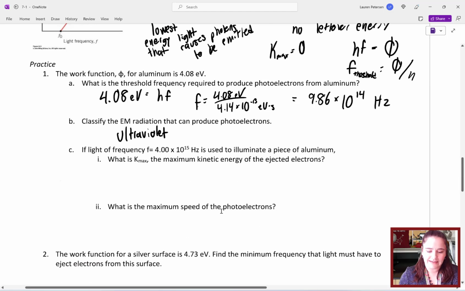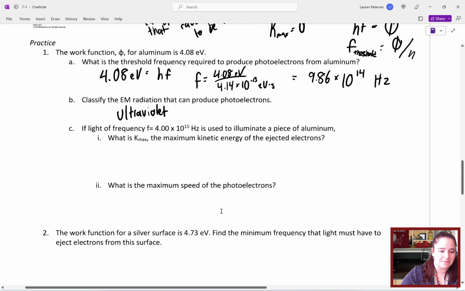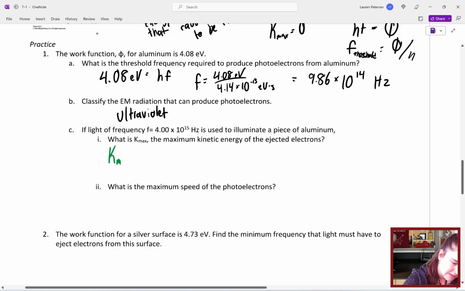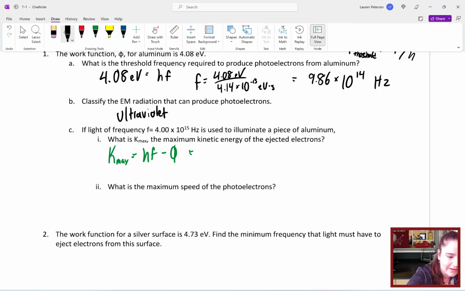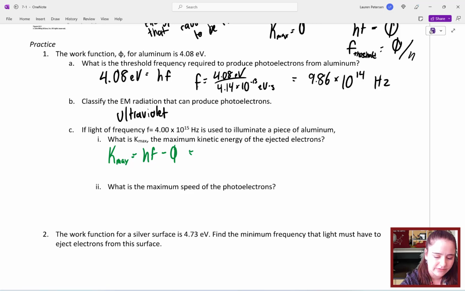So if light of frequency 4 times 10 to the 14th is used to illuminate a piece of aluminum, what will be that K max? So we can just plug it into our equation. K max equals hf minus the work function. So we have, did we already find hf, the energy of that light? Oh, no, that's a different frequency of light.